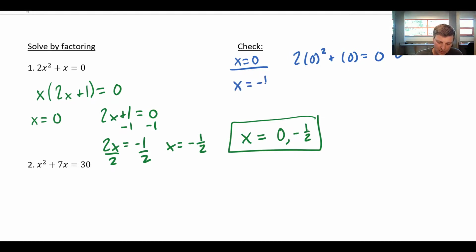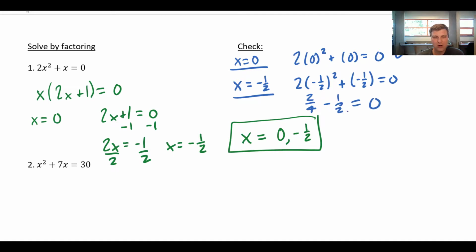What about x equal to negative 1/2? Well, 2 times negative 1/2 squared plus negative 1/2. Does that equal 0? Well, negative 1/2 squared, the negative is going to disappear, and 1/2 times 1/2 is actually a quarter. So this is 2 times a quarter. So that's 2 over 4. And then I'm going to add to it negative 1/2, minus 1/2. Does that equal 0? Well, 2 quarters is 1/2. So 1/2 minus 1/2 is 0, and so I know those are the right answers.